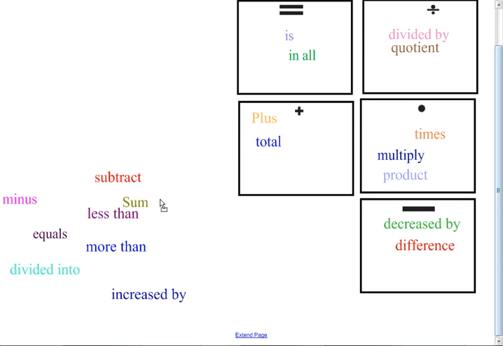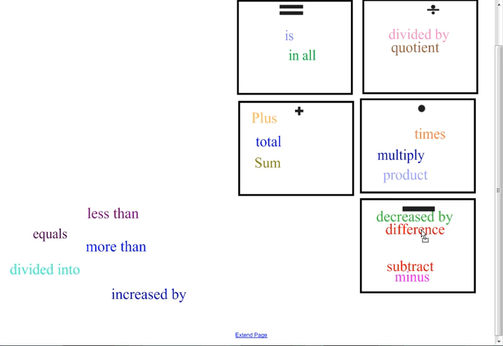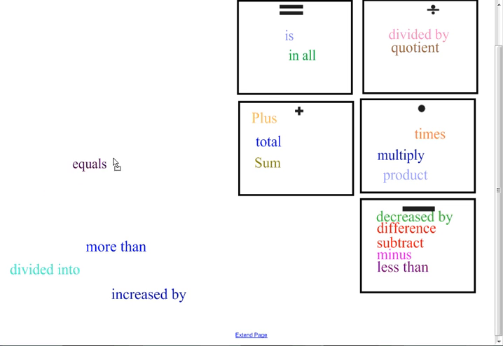Sum. Plus. Subtract. That's kind of obvious. Minus. Subtraction. Less than. Subtraction. I don't have much room here. A lot of words for subtraction, aren't there? What about "then," which really messes us up, but we'll talk about that too. Equals. In all, I think is really adding. How many apples do you have in all?